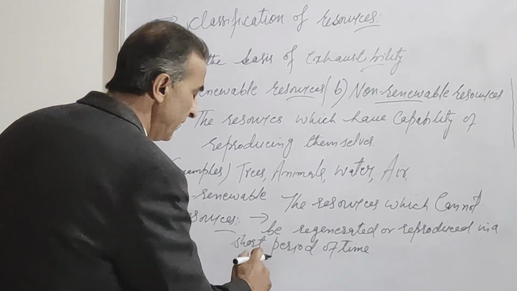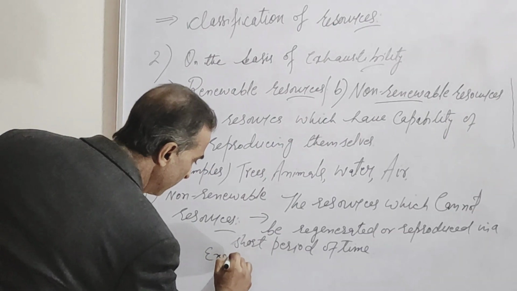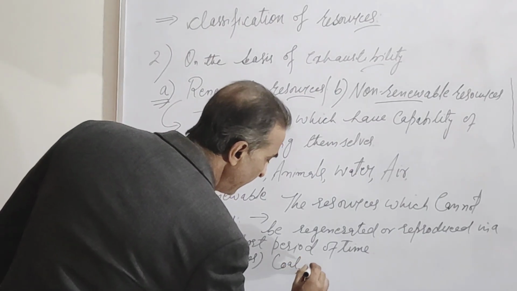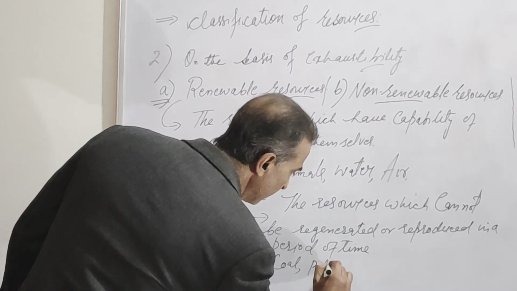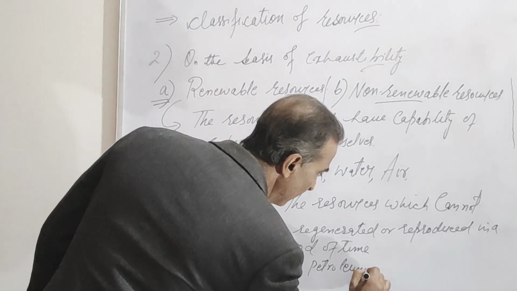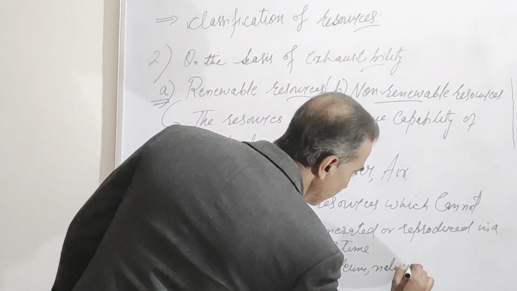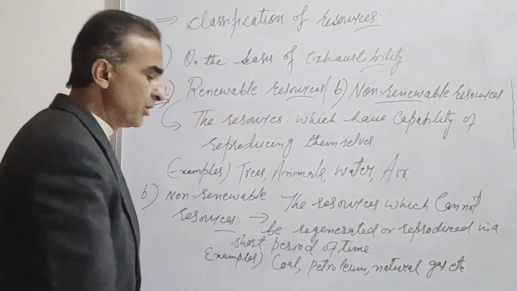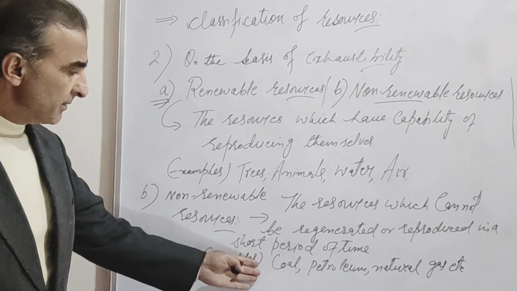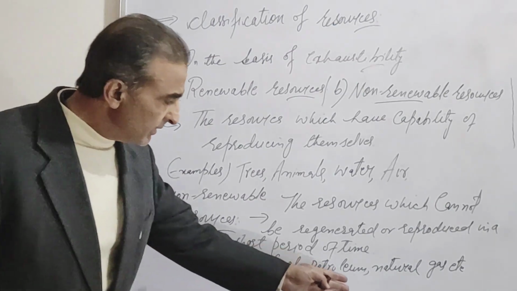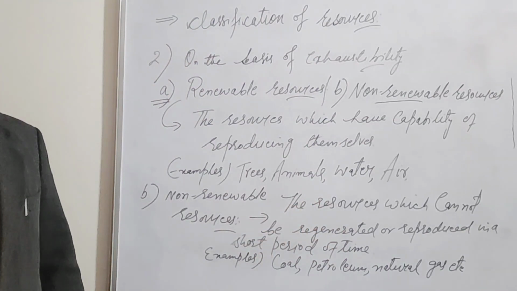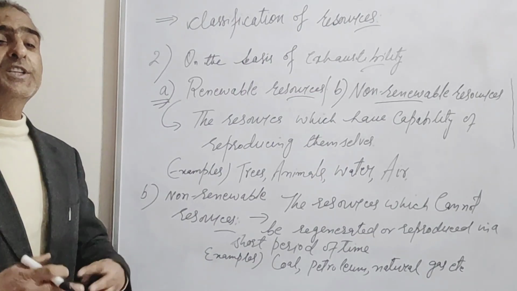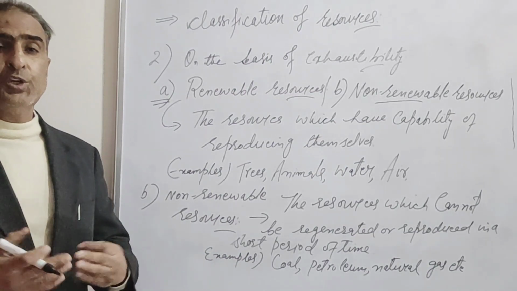Like we have examples, मैं यहाँ पे लिखूंगा. We have coal, we have petroleum, we have natural gas, etc. Minerals also. Now these resources are the resources which once used, they cannot be renewed, they cannot be regenerated, they cannot be reproduced in a short period of time.